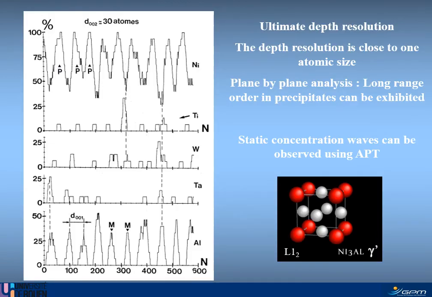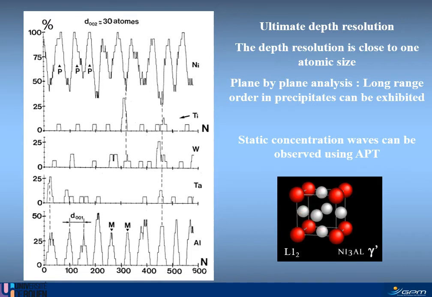In this slide, I would like to illustrate the ultimate depth resolution of atom probe tomography and its importance for the investigation of long-range order. So if you come back to the gamma prime phase in nickel-based superalloys, from the previous example, the gamma prime phase has an ordered structure, the L12 ordered structure, and this structure is as follows. You've got aluminium in red here, and nickel in gray.